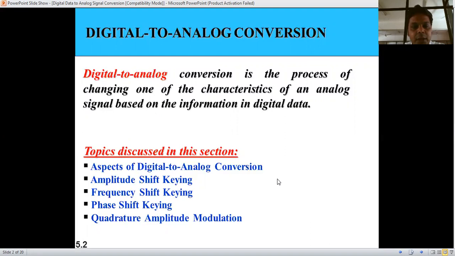As a part of this discussion, we are going to talk about the aspects of digital to analog conversion. Then we will also see the different techniques to convert digital data into an analog signal. Basically there are four techniques that we will discuss: amplitude shift keying, frequency shift keying, phase shift keying, and the last technique is quadrature amplitude modulation. You can easily observe that these are the characteristics of a sine wave or an analog signal.